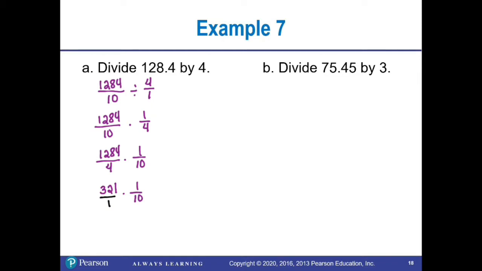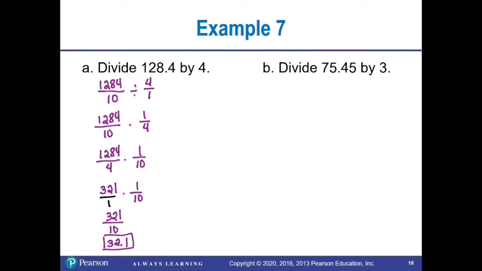Multiply the numerators gives us 321. And multiply the denominators, 1 times 10 is 10. We have 321 tenths, so I have a tenths decimal place. That means 1 decimal place. And so my answer is 32.1. Let's look at another example.